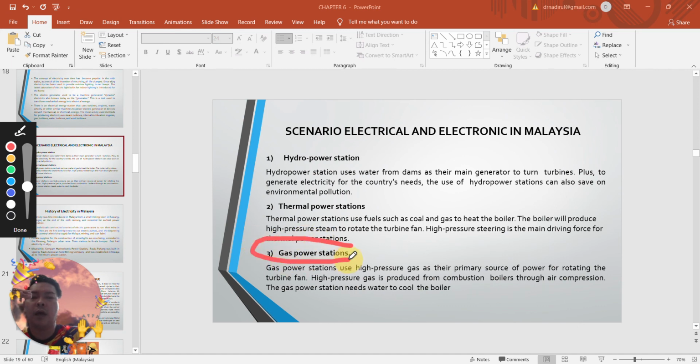Whereas there is also another type of station that produces electricity, which is the gas power station. The gas power station uses high pressure gas as its primary source of power for the rotation of the turbine fan. The high pressure gas produced from the combustion boiler will then be compressed via air compression. And then the gas power station also needs water to cool off the boiler.